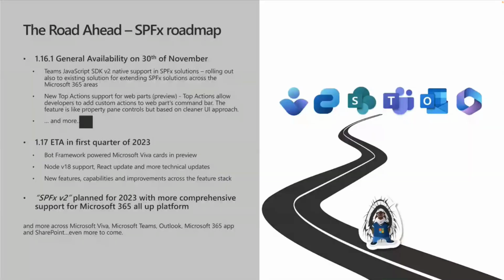Right now, the latest version is 1.16.1, and that was released on the 13th of November. 1.17 is scheduled to go out in the first quarter of 2023, so that means by end of March. And we'll actually have the engineering team joining us on the Tuesday call within 2 weeks, if I remember correctly, to talk about what's included in 1.17 and what's actually happening there as well. In general, we're looking into doing a more detailed SPFx v2 later in 2022. But that's a quick update on the SPFx status all up.